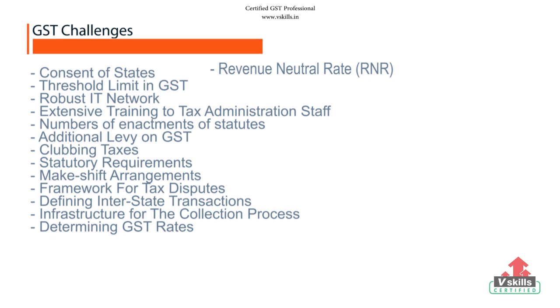Number 13. Infrastructure for collection process. Proper infrastructure has to be designed to track the movement of goods and services between states, collect and monitor revenue, identify defaulters, etc. Number 14. Determining GST rates. This is the major step in ensuring the success of GST. Arriving at rates which are conducive to both the government and the public is going to be a daunting task.